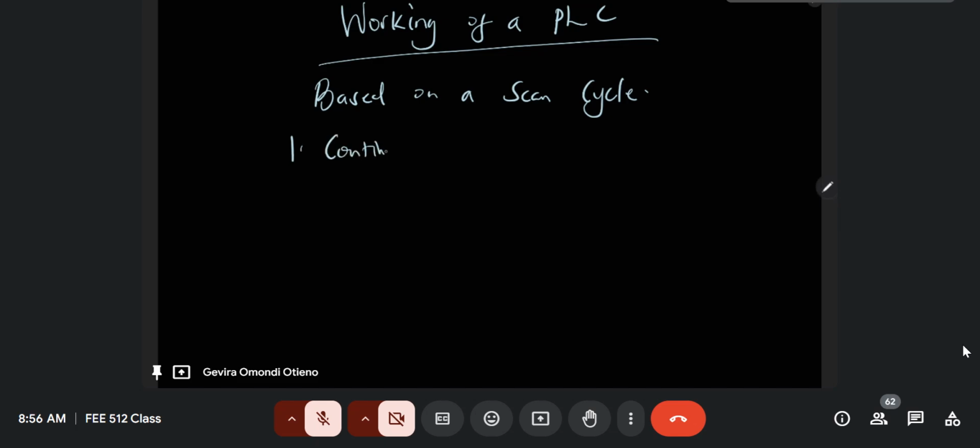Now, in a nutshell, you can just say a PLC works based on what we call a scan cycle. Okay? So a PLC is based on a scan cycle. And because this is a cycle, from the word cycle, it means it doesn't end. It goes round and round and round. So it works by continually scanning a program.